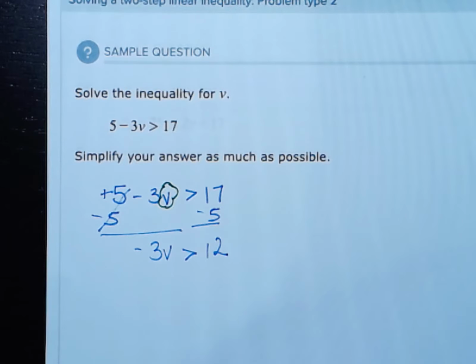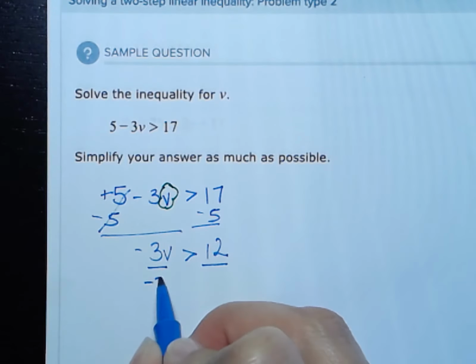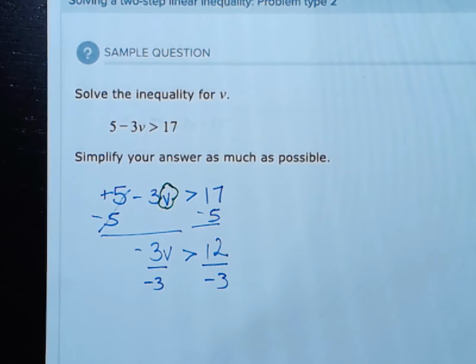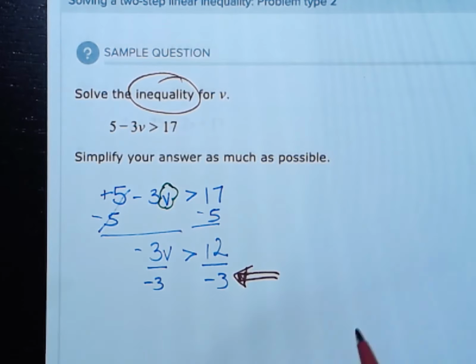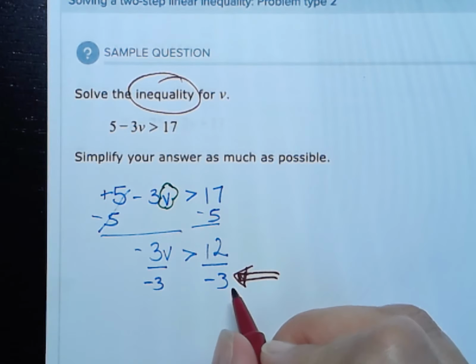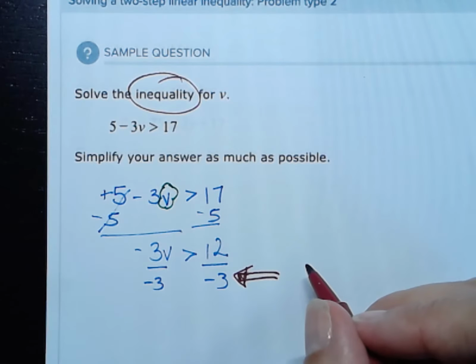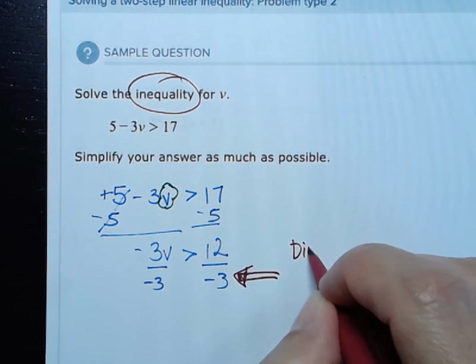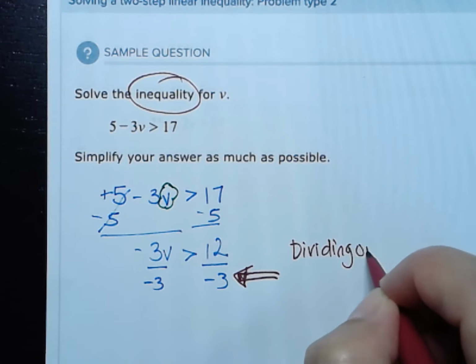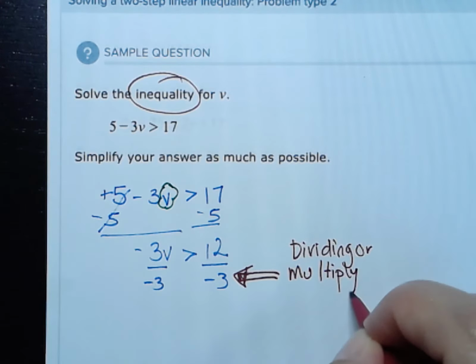So at this point, you're ready to divide, because this is multiply, the inverse operation is divide. So I'm going to divide both sides by negative 3, and this is what I wanted to point out to you and refresh your memory about. When you are working with inequalities, if you are having to divide by a negative, or if you had to multiply, like if it was a fraction and you were multiplying by a negative, you have to remember to reverse the relationship. Okay?